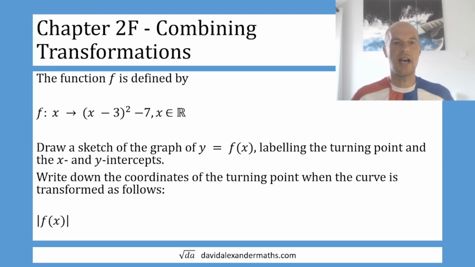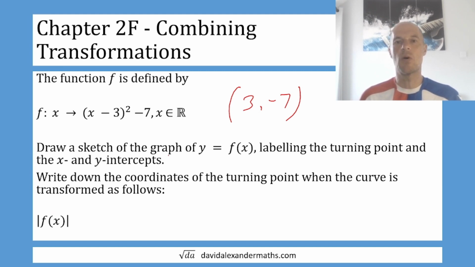And finally, if the transformation is the modulus of f of x, so remember that the turning point was 3, negative 7, so the modulus of the function makes any y value that is negative positive, so we're just making this negative 7, positive 7, so the turning point will now be 3, positive 7.